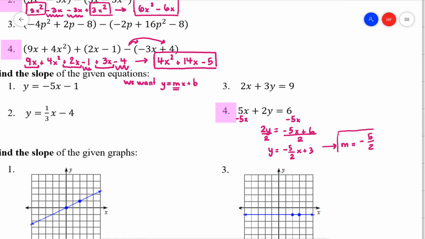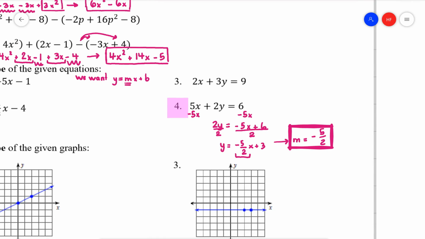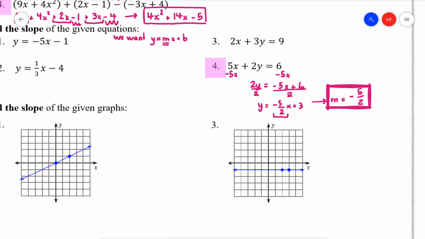Make sure that you keep the sign with your m. Since that had a negative in the front, we keep that negative with it. Also, just some clarification on when you're writing your answers. The test will be multiple choice, but in the future, whenever you're writing your answers, make sure you're not writing negative 5 over 2x as your slope. The x is a variable. It does not belong with the slope. So the slope is just the number, which would just be negative 5 over 2.